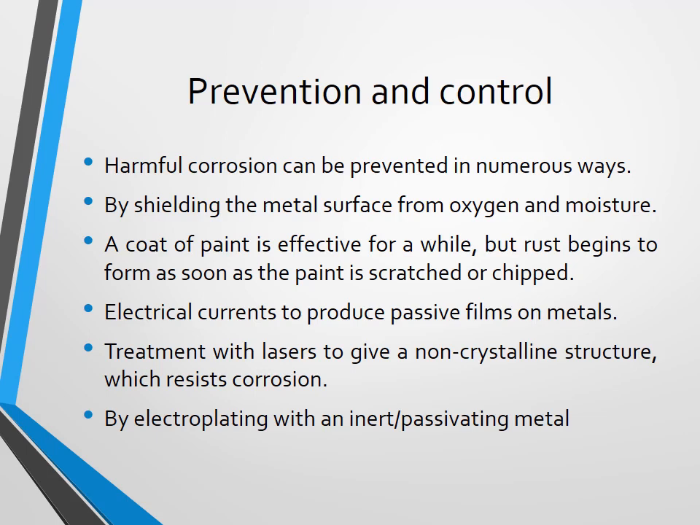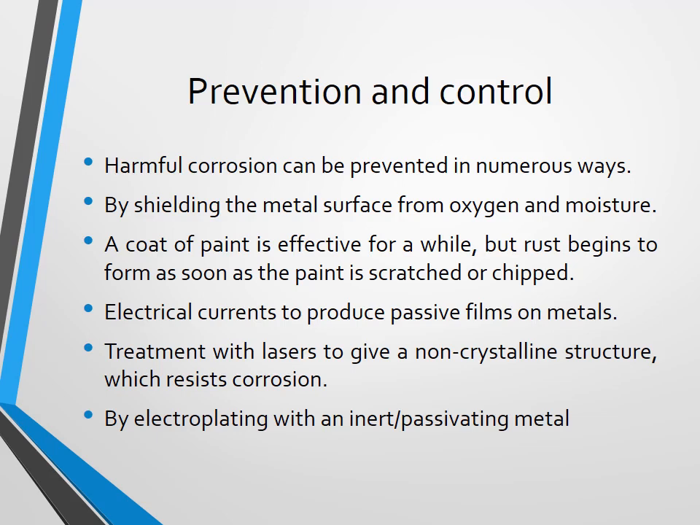Let's see that harmful corrosion can be prevented in numerous ways. So what are these ways? By shielding the metal surface from oxygen and moisture. As we have seen, in the presence of both oxygen and moisture, metals get corroded. So by shielding the metal from both these things, we can prevent the corrosion or rusting process.